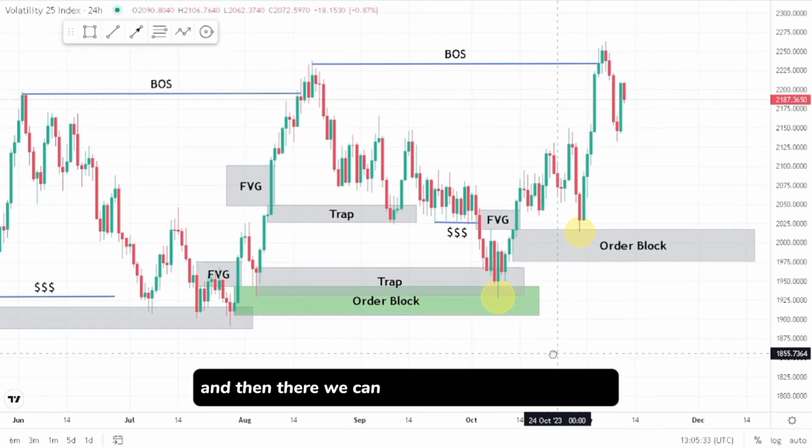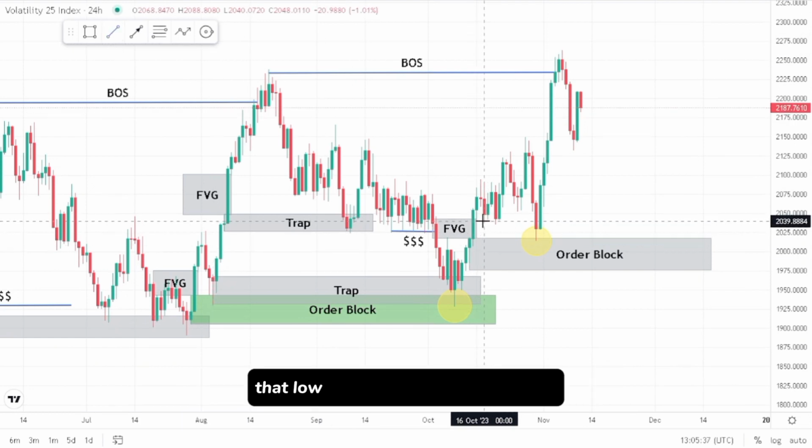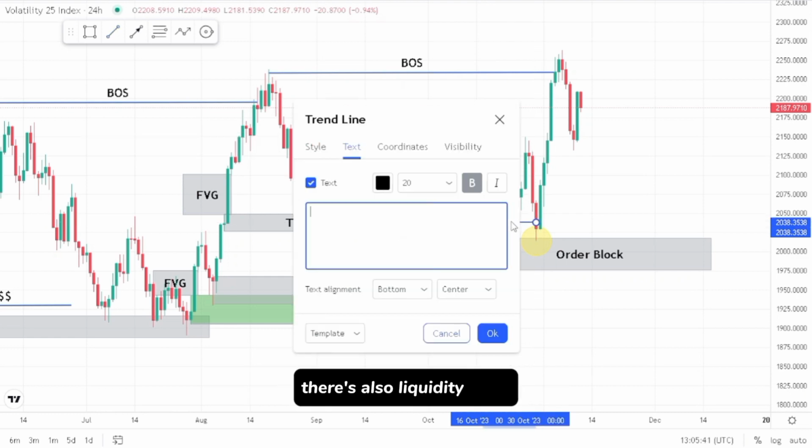And then there we can also mark the liquidity there, that low, that minor low, just beside the fair value gap. There's also liquidity there.